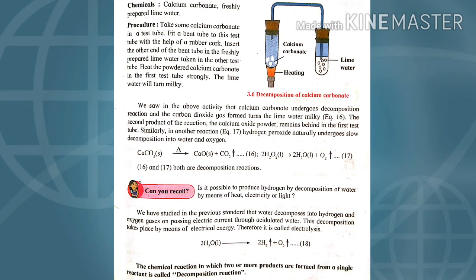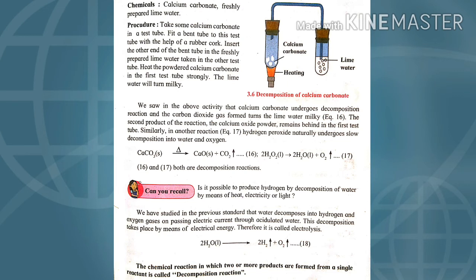Third example is decomposition of hydrogen peroxide to form H2O and O2. So the chemical reaction is 2H2O2 gives 2H2O plus O2. Fourth example is electrolysis of water, which we already studied in 9th standard, to form H2 and O2. Chemical reaction is 2H2O gives 2H2 plus O2.